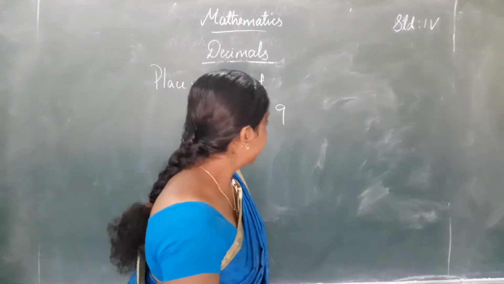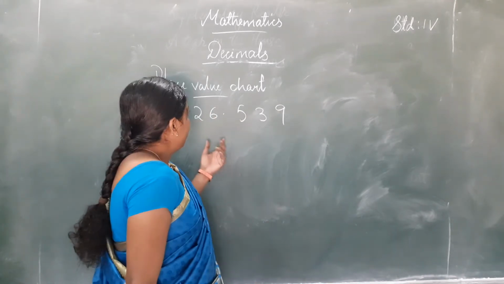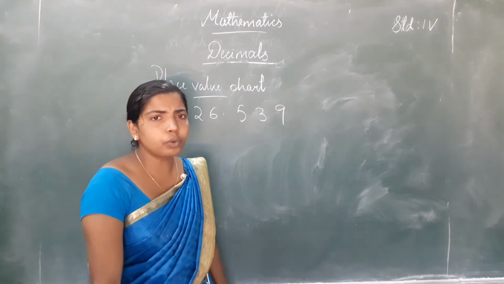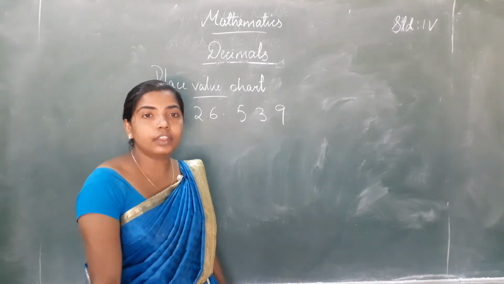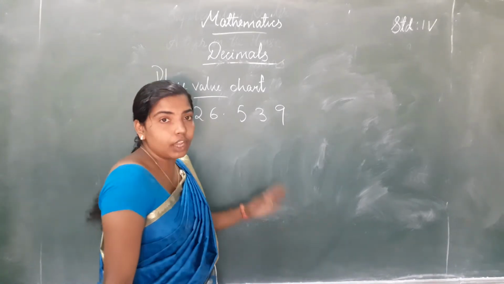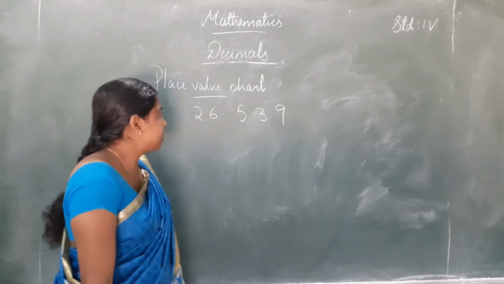Next we are going to study the place value chart. In normal numbers you know how to write the place values. Okay, now see 26.539. Now here we are going to write the place value chart of this number.